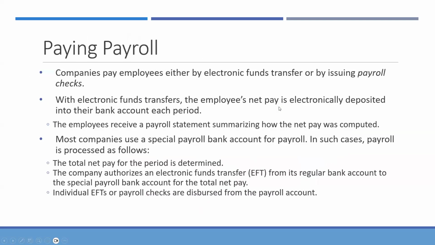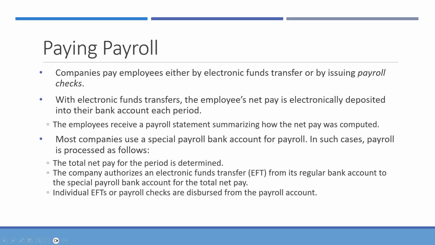And for paying payroll, usually it's an electronic funds transfer or issuing payroll checks. And with EFT, the employee's pay is electronically deposited, and employees receive a payroll statement on how this net pay was computed. You can look at the paycheck and see what was withheld for everything.